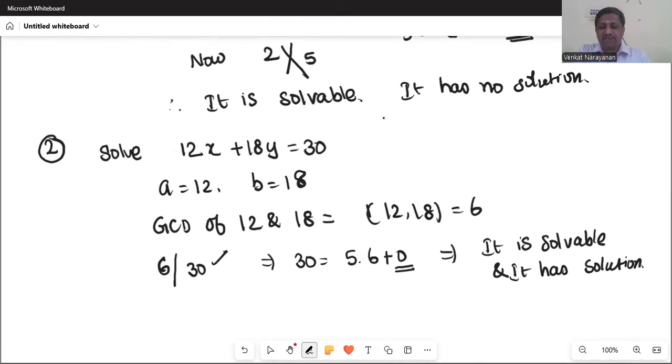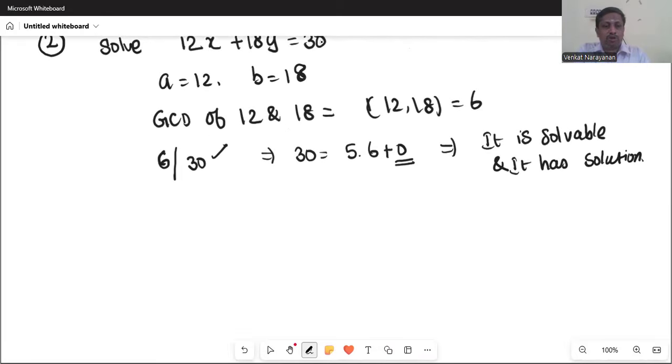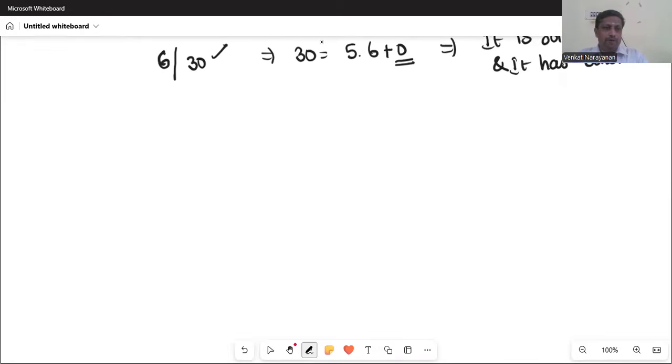This is the first way to identify whether the equation has a solution or not. Now we go to problem 1 for solving the solution. In the previous problem, we only checked solvable or not. Now we take this problem and solve it, and see what solutions we have. Problem 1: solve the linear Diophantine equation, LDE. LDE denotes the linear Diophantine equation, 12x plus 18y equal to 30.